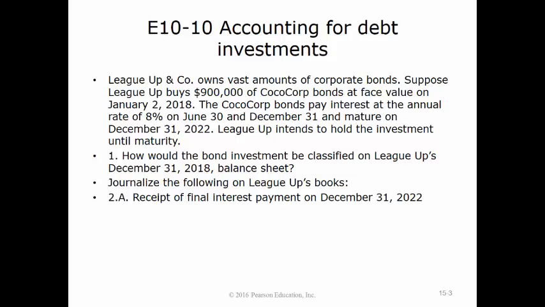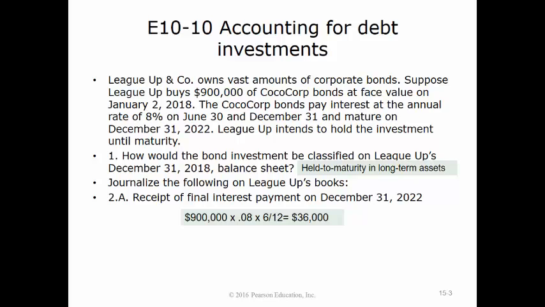The first part of the question asks, how would the bond investment be classified on League Up's December 31st, 2018 balance sheet? These bonds would be classified as a held-to-maturity investment in long-term assets. The problem then asks that we journalize the receipt of the final interest payment on December 31st, 2022.